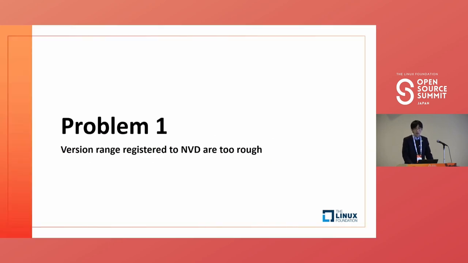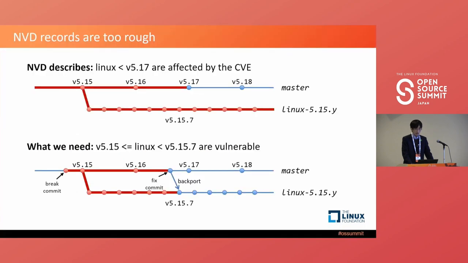I will explain the first problem. The first problem is that the version numbers registered in the NVD are too rough. For most Linux CVE records, only the major version that fixed the security issue is registered to the NVD. As an example, this figure illustrates a vulnerability fixed in 5.17.